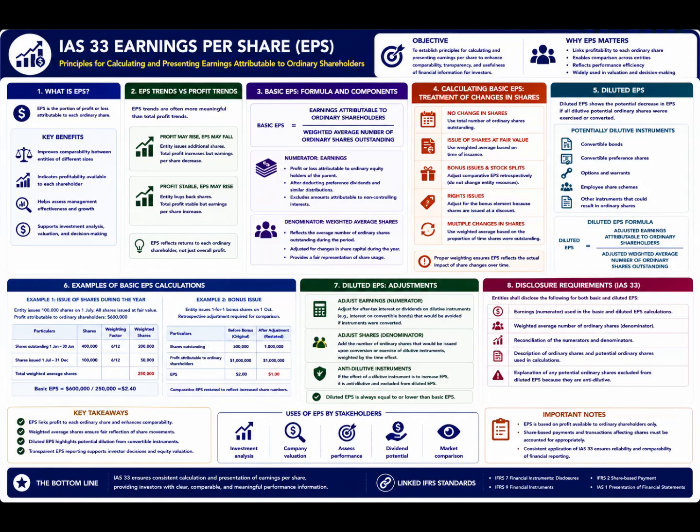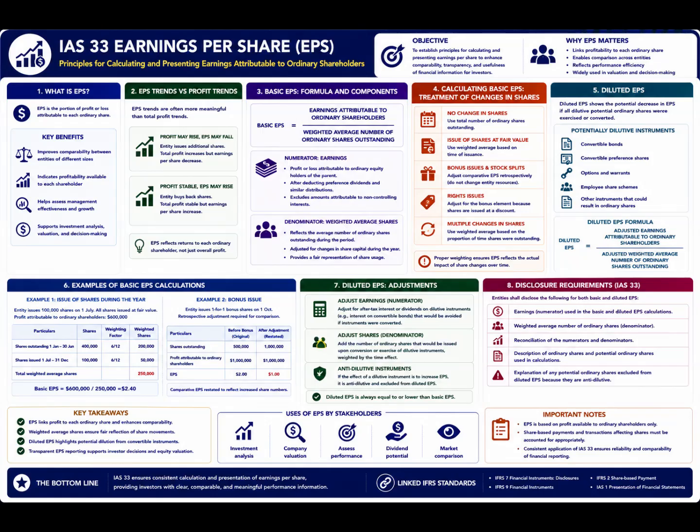Diluted EPS provides additional information regarding the potential reduction in earnings attributable to ordinary shareholders if convertible or potentially dilutive instruments are exercised or converted. Potential ordinary shares include convertible debt, convertible preference shares, share options, warrants, and employee share schemes. Diluted EPS is important because it alerts investors to future dilution risks affecting ownership percentages and earnings available per share.